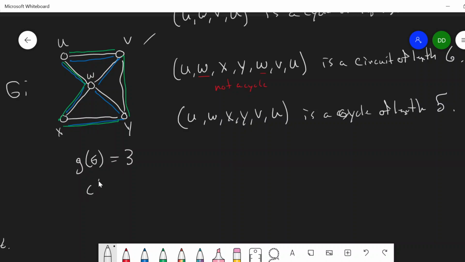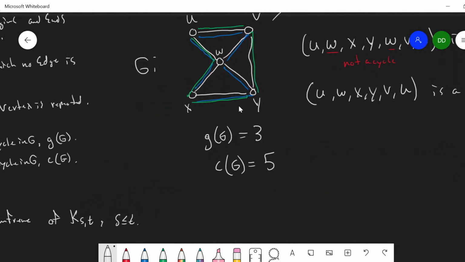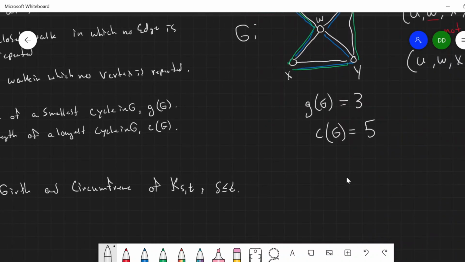And the circumference is the length of the longest cycle. So we actually found a Hamiltonian cycle, since we encountered every single vertex of the graph, we certainly can't do any better than this. And so this is actually the maximum length as well. The circumference of G is 5. 1, 2, 3, 4, 5. So that's the longest cycle you could possibly have in this graph. So girth and circumference.